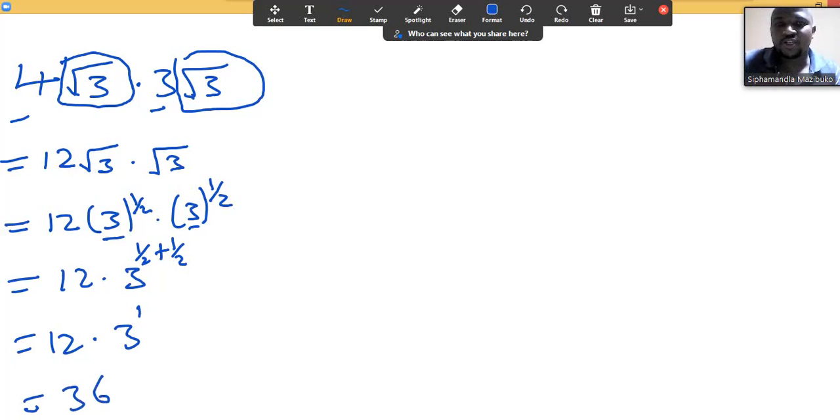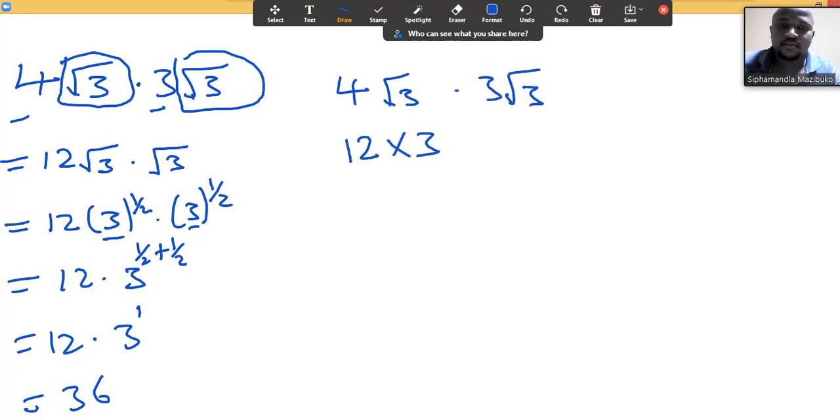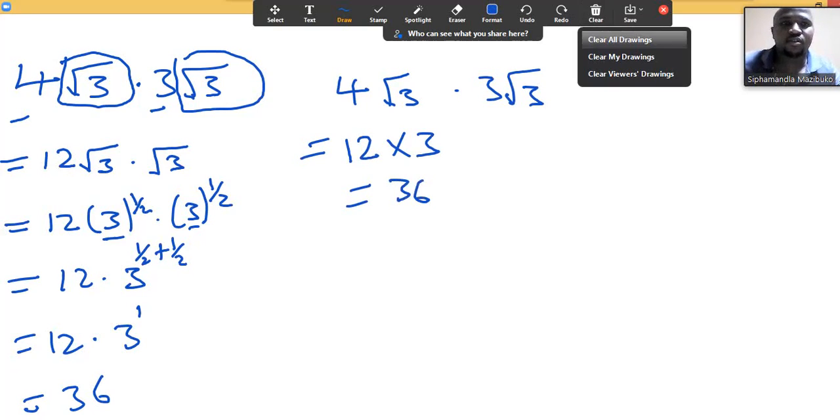But to do it shortly, once you understand better, you can just say you have 4 root 3 multiplied by 3 root 3. The only thing you can do is just say 12 times 3, which is equal to 36. But once you are fast enough, let's look at the next one.